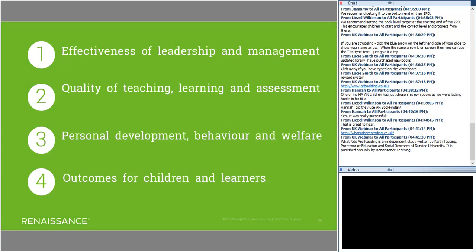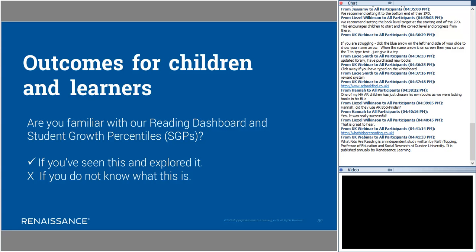So the fourth and final aspect, as far as the framework is concerned, is the outcomes for children and learners. Again, I'm just going to ask you a quick question: whether any of you have looked in the reading dashboard, or whether you are familiar with something called student growth percentiles, the SGPs. Can you tick if you know anything about this, or cross if you have never heard of it or really aren't familiar?